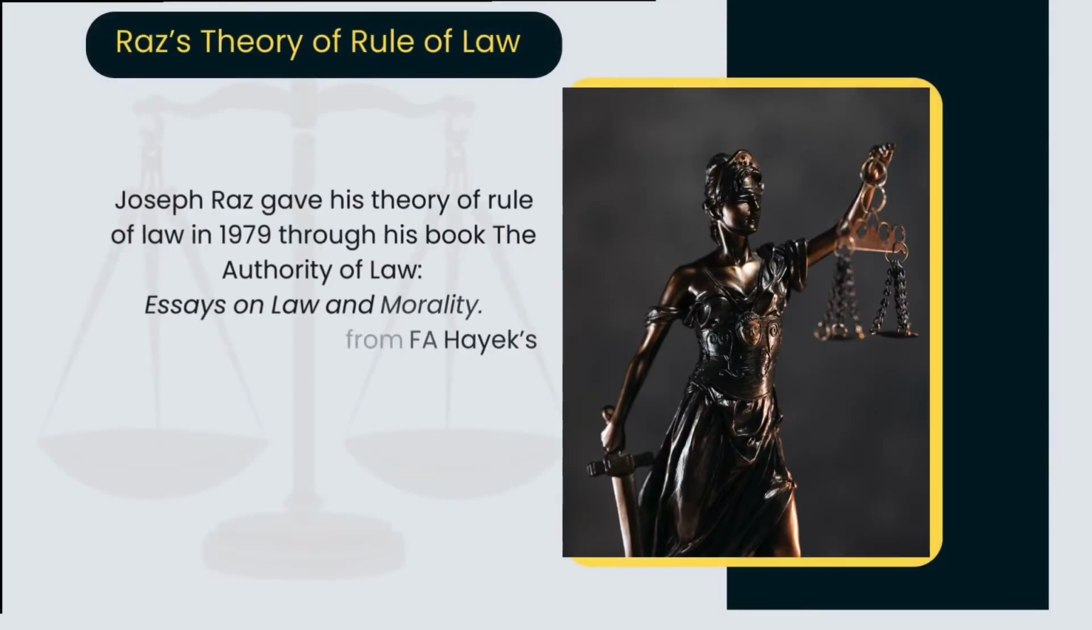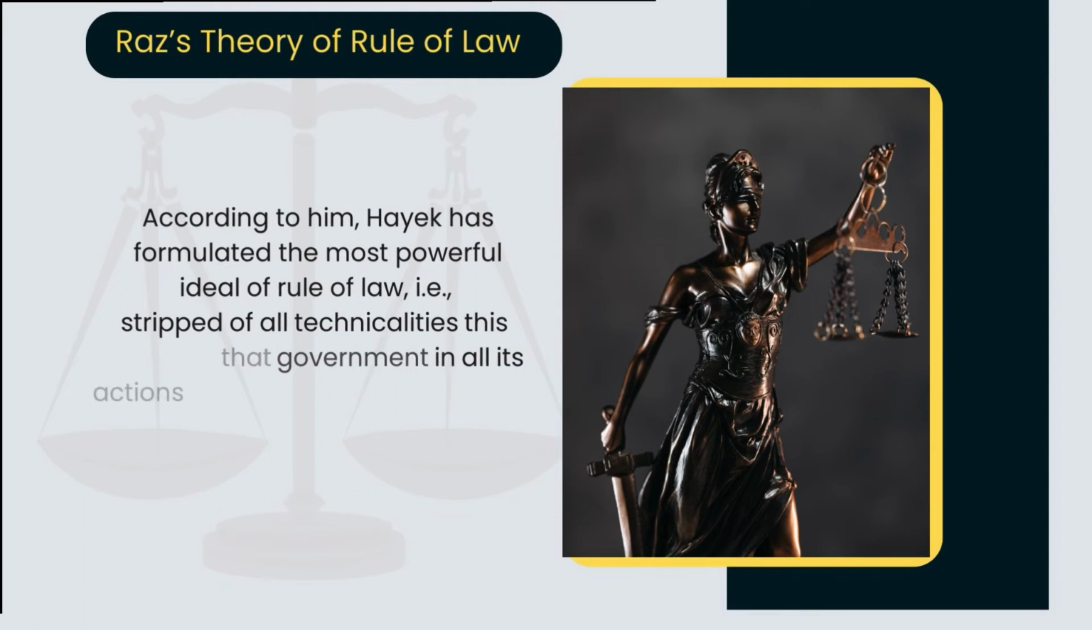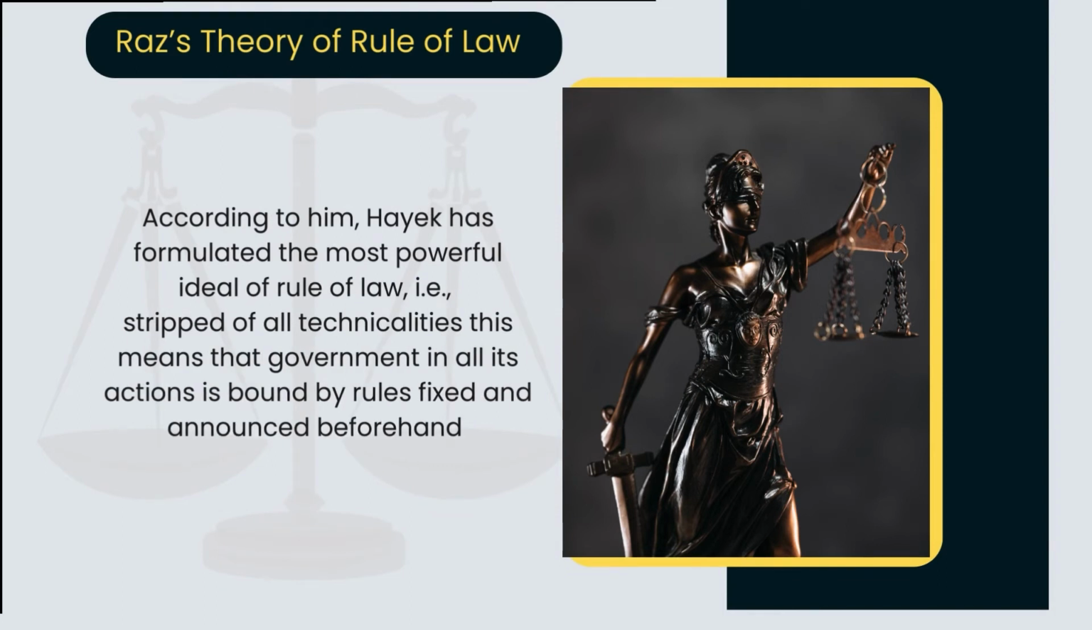Raz's theory of rule of law. Joseph Raz gave his theory of rule of law in 1979 through his book The Authority of Law: Essays on Law and Morality. He draws heavily from F.A. Hayek's work and analyzes the concept of law and morality in a similar fashion. According to him, Hayek has formulated the most powerful ideal of rule of law, that is, stripped of all technicalities.